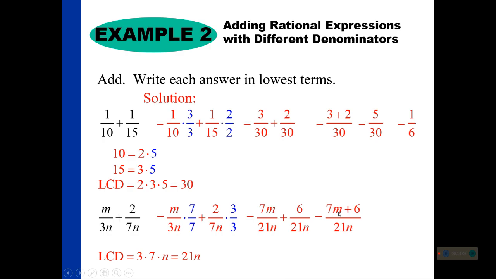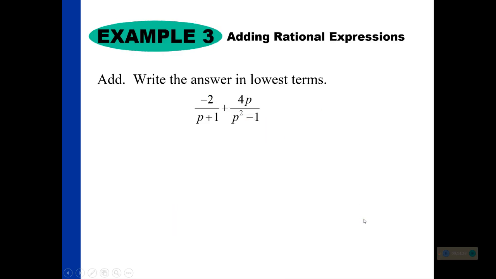You will not have here 13m because our 6 here is just a constant. We have no variable m with 6, so that's why you cannot add the numerators. So you will just have simply 7m plus 6. Okay? Because 7m plus 6m is different from 7m plus 6. Okay? I hope you got it.